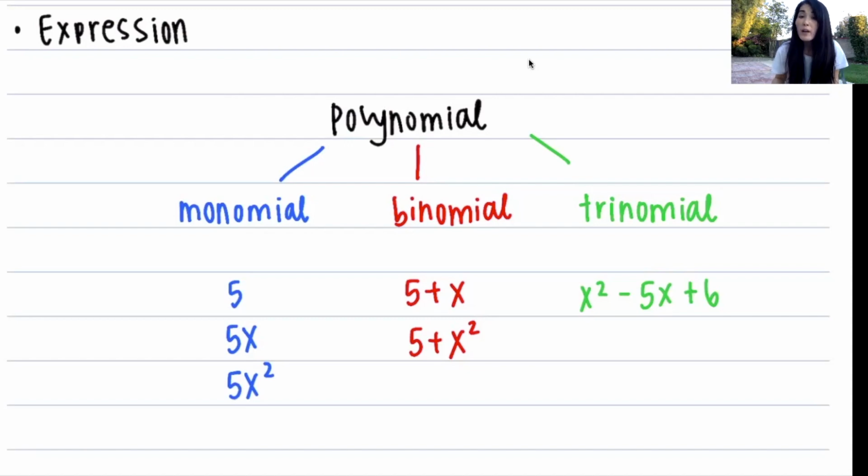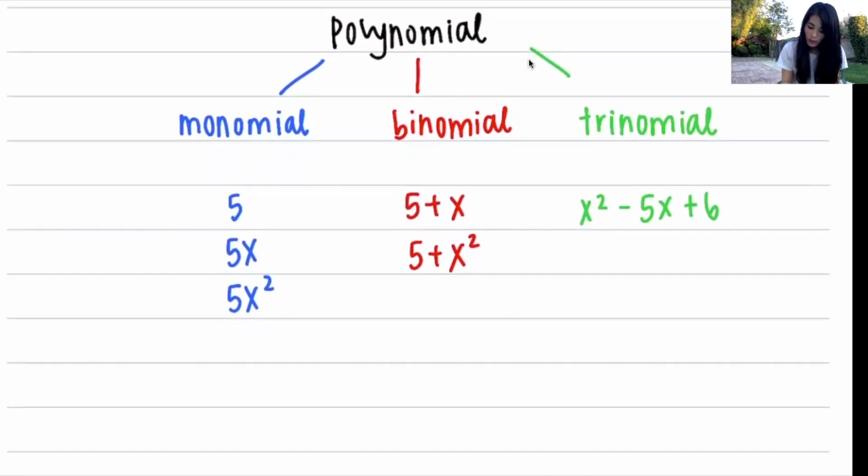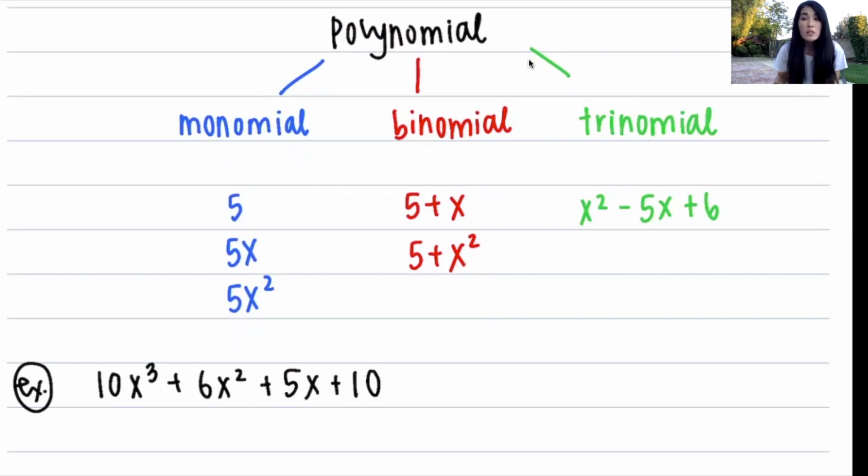Now, a polynomial might have more than just 3 terms. For example, we might have something like this: 10x to the third plus 6x squared plus 5x plus 10. So this is still a polynomial, but what you'll notice here is this one actually has 4 parts. It has 1, 2, 3, and 4. And so something like this might just be referred to as a 4-term polynomial. All right, and so again, just remember, polynomial just refers to an expression.